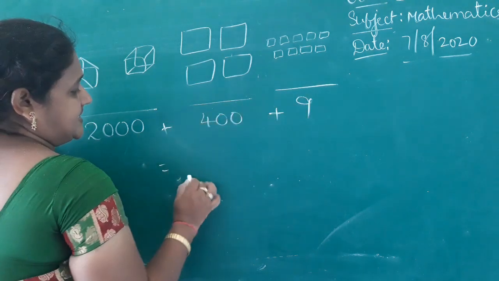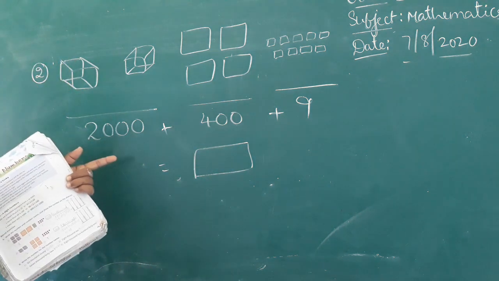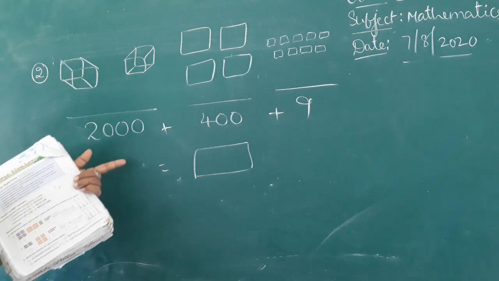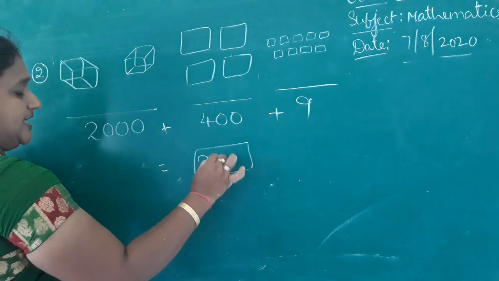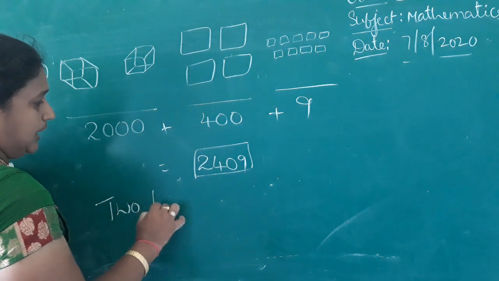After adding these 3, what is the number you will get, children? 2400, and the tens place was not given, then 9. So 2409. Write the number name.